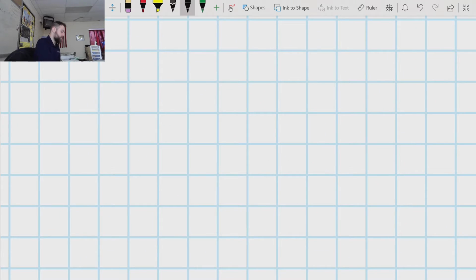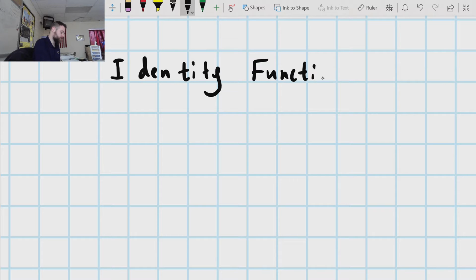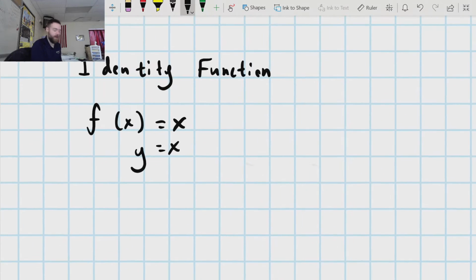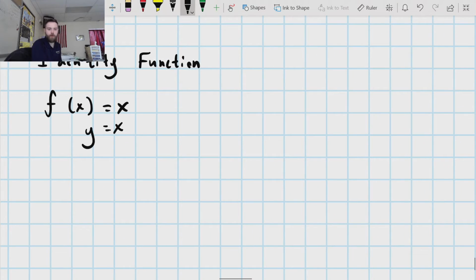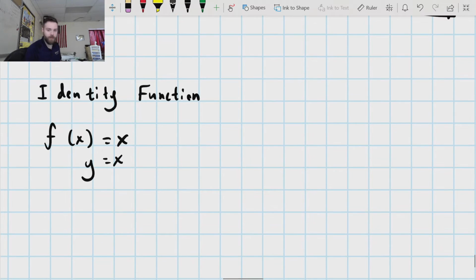Next function to cover is called the identity function. So the identity function is denoted as f of x equals x, and you'll see it as y equals x. This means the same thing. So if you see any of those on a test, that is what it means. It means you're going to graph that function and do an input-output table.